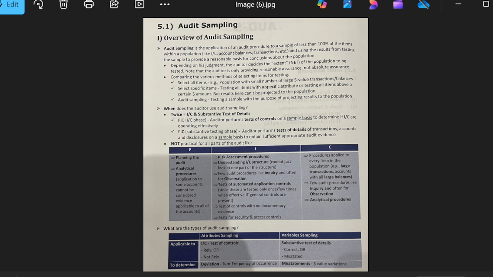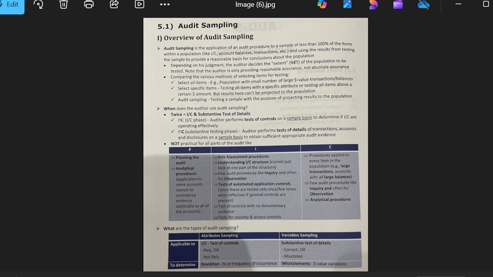For reasonable assurance, the auditor can get a conclusion from the samples they are testing, comparing the various methods of selecting items for testing, like selecting all the items, selecting a small number of large transactions, selecting specific items, or audit sampling. So when does the auditor do audit sampling? There are two stages where the auditor takes out samples. One is in internal control, where tests of controls are performed. Another is the substantive test, where tests of details are performed. So there are two phases where audit sampling is done.